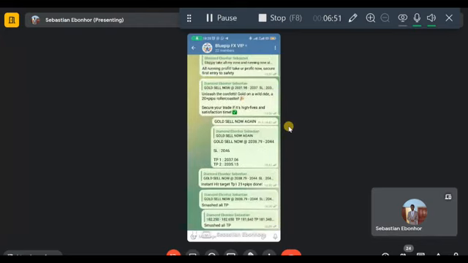Now let's see how to take those trades. How do you enter the trade? If you're using a PC, if you're using a mobile device, how do you take those trades? So let me switch to MT4 and show you how to take the trades.